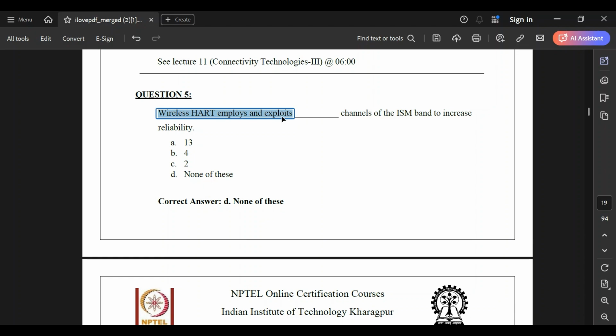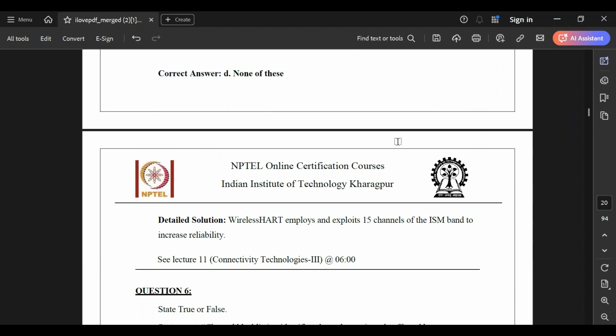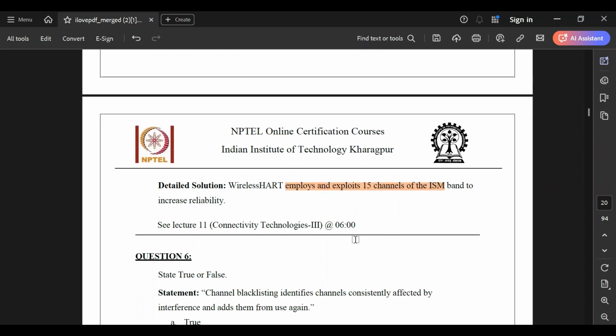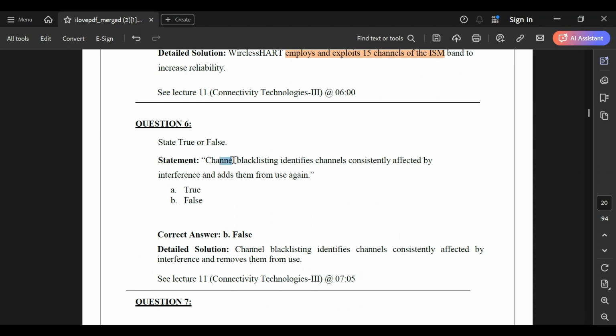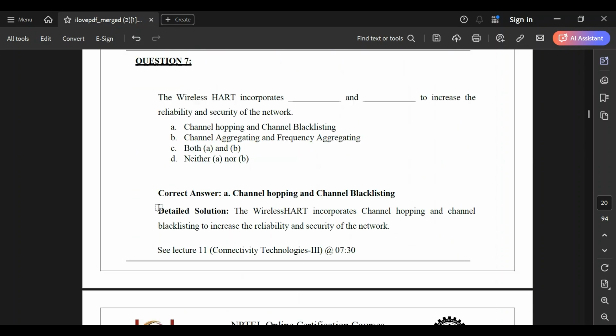Wireless HART employs and exploits dash channels of the ISM band. It exploits 15 channels. 15 was not given, but you should remember that 15 is there. Channel blacklisting identifies channels consistently affected by interference and adds them for use. Again, this is false. It removes them. It is written adds, so adds will not be correct. When removes is given, then it will be true.